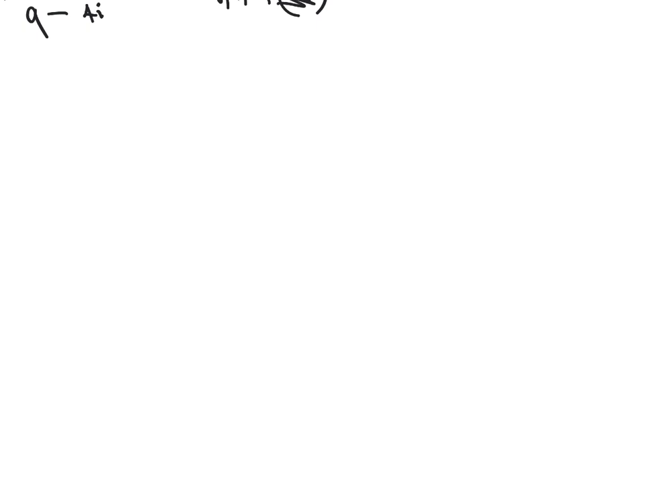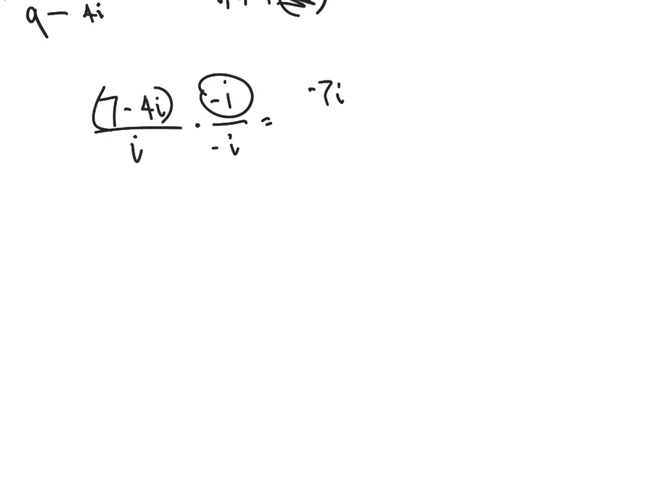Number 18. Okay, so when we have just an i there, the conjugate of i is just -i. Okay? So when we do that, we get this times this, so we're going to have to distribute that -i times 7 is -7i.